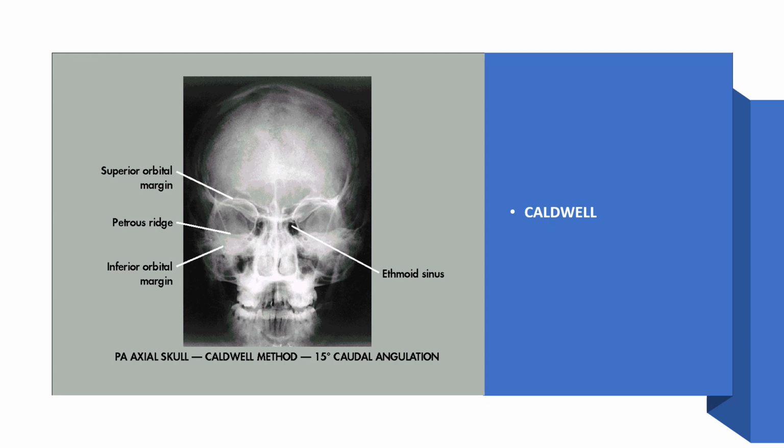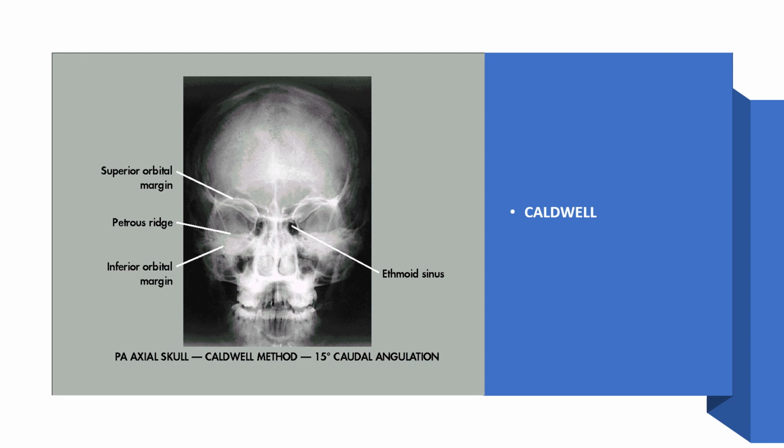The maxillary sinuses are obscured by the petrous pyramid, so you can't get a good read on the maxillary sinuses or the zygomas. In this projection, you can get a great read on the anterior cranial floor and the upper margin of the orbits, and the ethmoid sinuses, the superior nasal concha. You get a great read on those in the Caldwell projection.